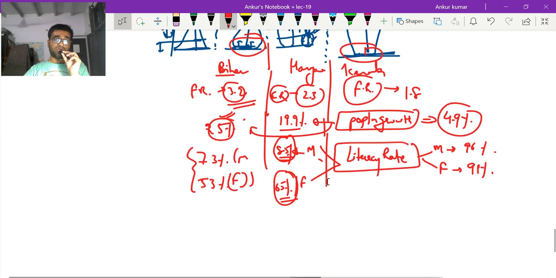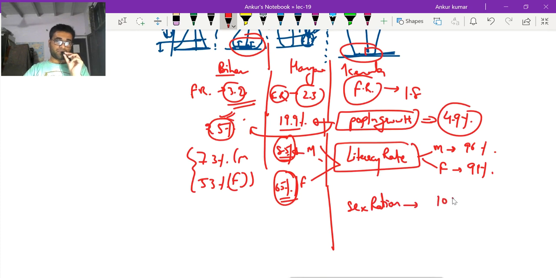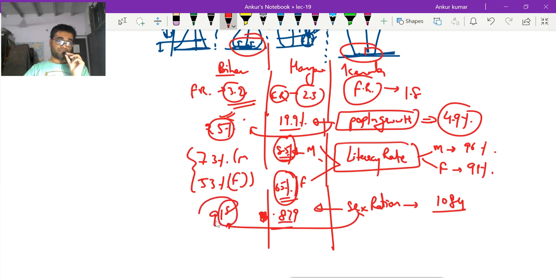Other demographic factors can also be seen, for example the sex ratio. The sex ratio in Kerala is 1084. The sex ratio in Haryana, in the 2011 census, was very low, 879. Although it has improved over time, it was very bad in the 2011 census. In Bihar, the sex ratio was 918. So the sex ratio is another demographic parameter which can be analyzed.